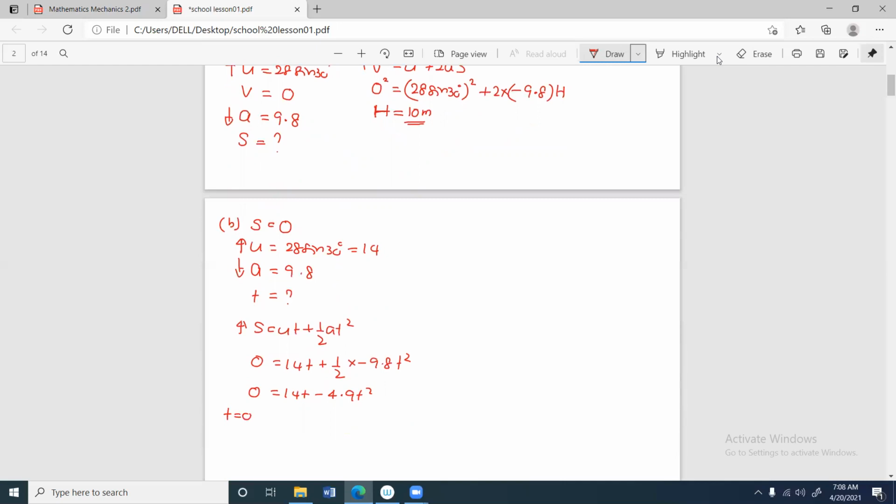Therefore, you can cancel one T with one T, and it turns into 14 minus 4.9 T equals 0. With this, you get the answer: the time of flight would be 2.857.